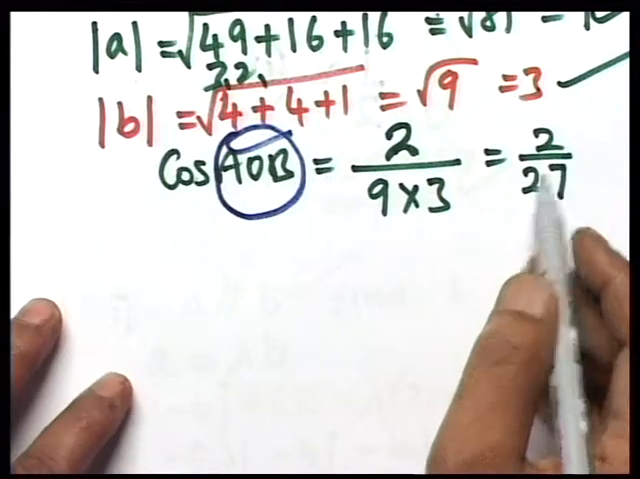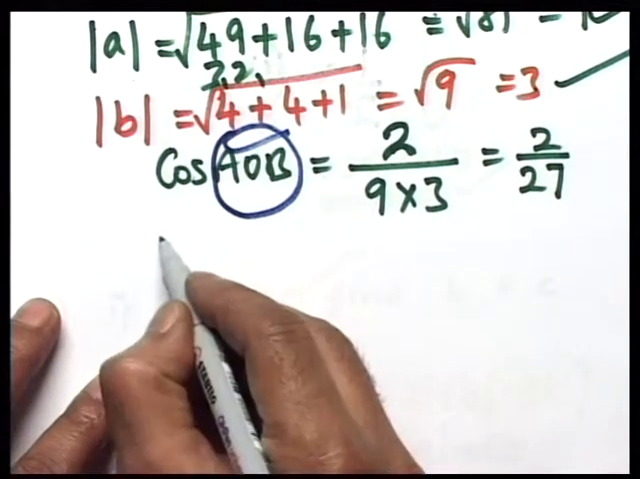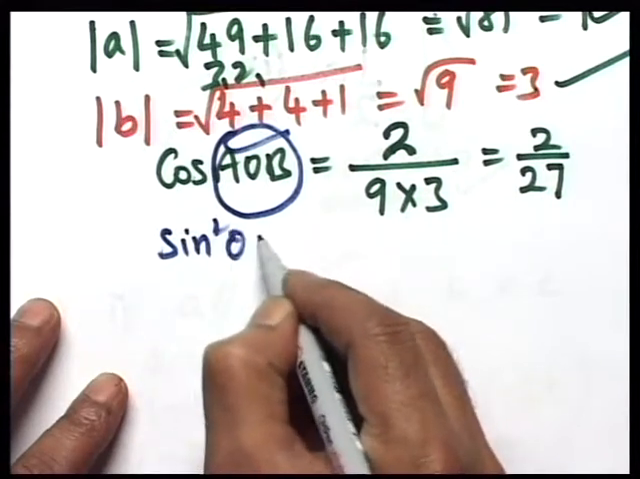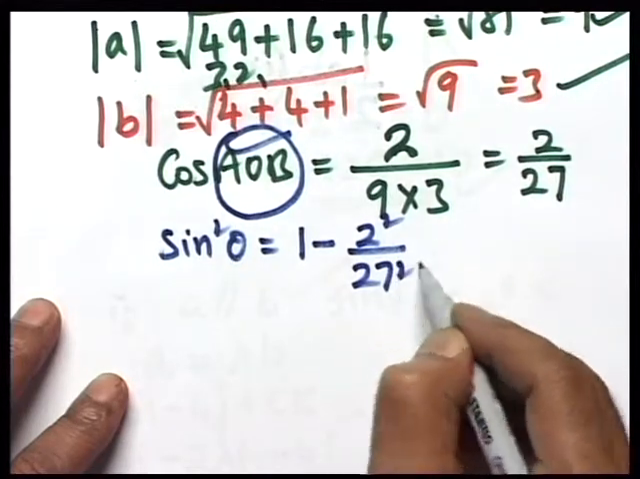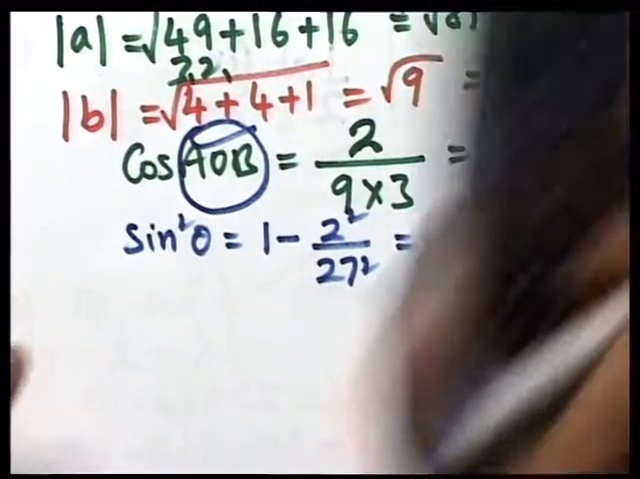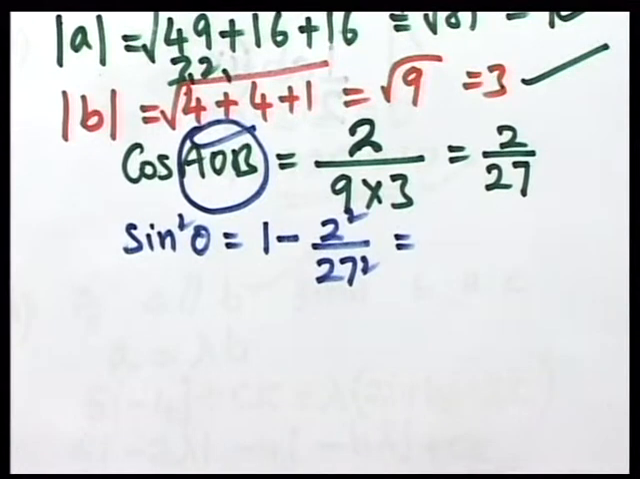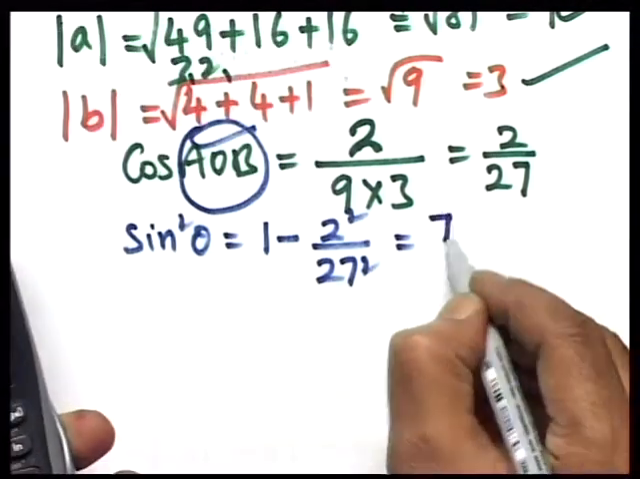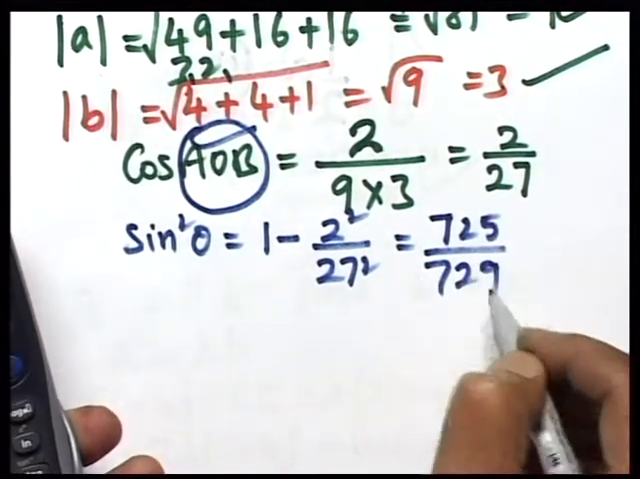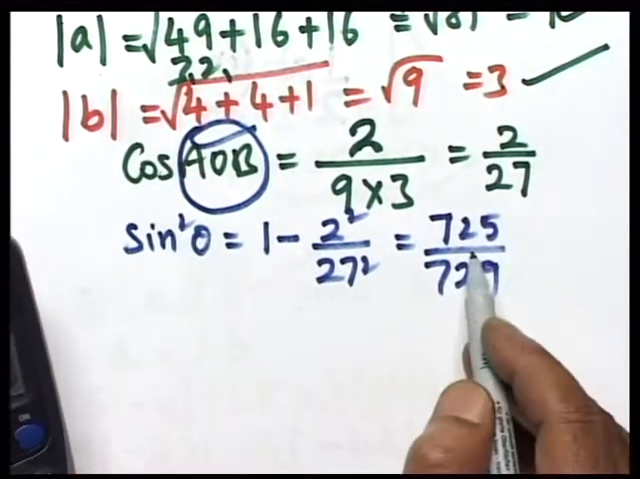We have the cos theta value, so we can find the sine theta value. Sine square theta is equal to 1 minus cos square theta, so it's 1 minus (2 square over 27 square). Use the calculator: 1 minus bracket 4 divided by 27 square, and I end up getting 725 by 729. That's cos sine square theta's value.